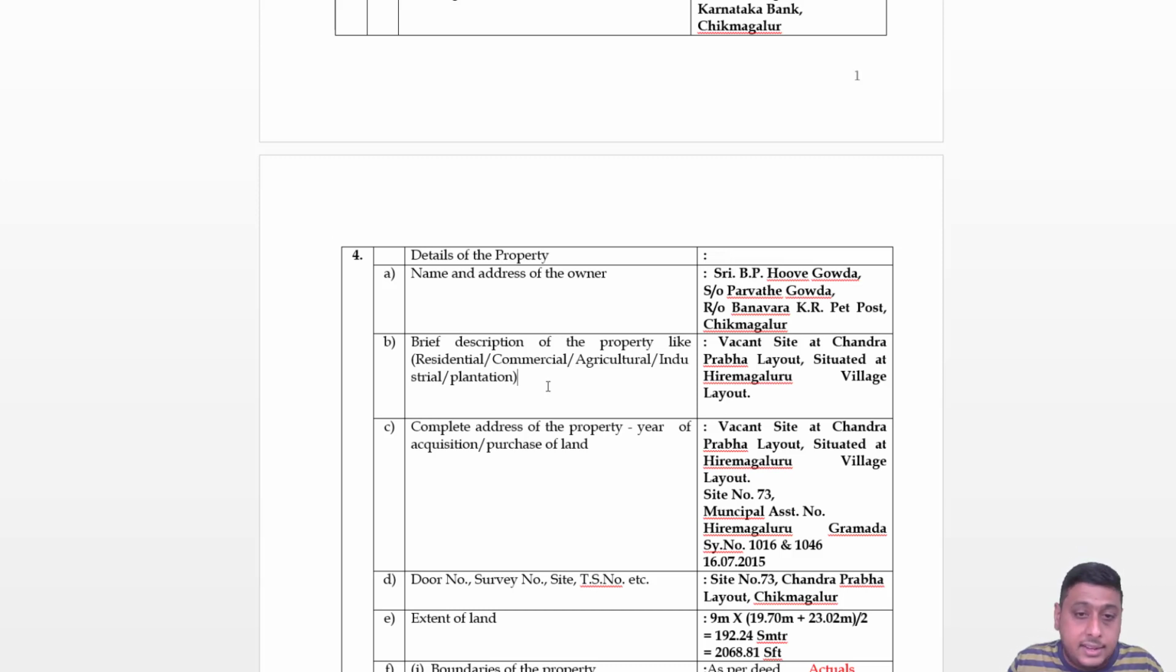Next, brief description of the property, like whether the property is residential, commercial, agricultural, industrial, or plantation, meaning coffee plant or areca, whatever it is. So we have just mentioned it: vacant site at Chandraprabha layout, situated at Hiramangalore, residential vacant site. This document he has already given to us, so we are just going to enter it here.